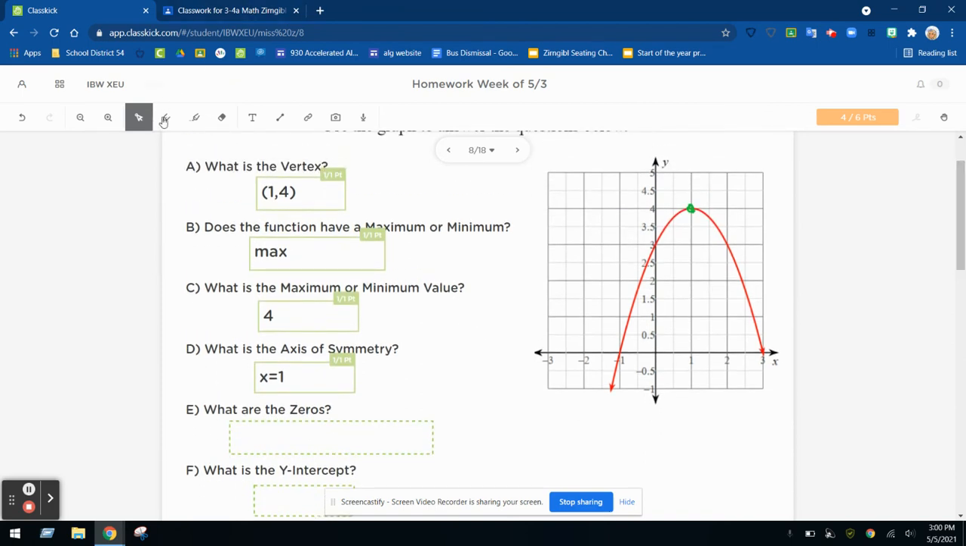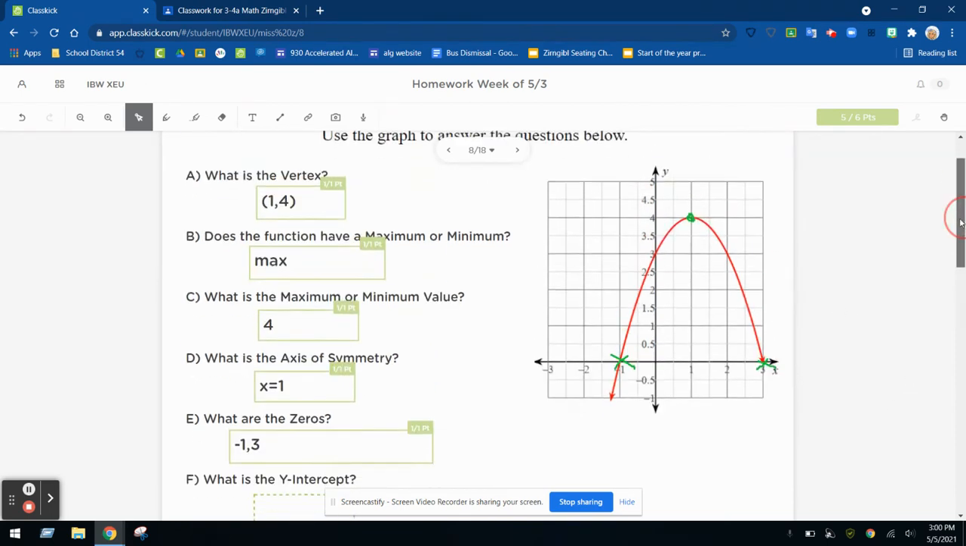The zeros are where we cross the x-axis. So we cross the x-axis at 2 points, and they are at -1 and 3. That's what we get when y equals 0, or the equation equals 0.